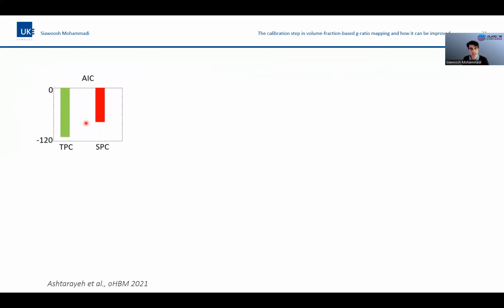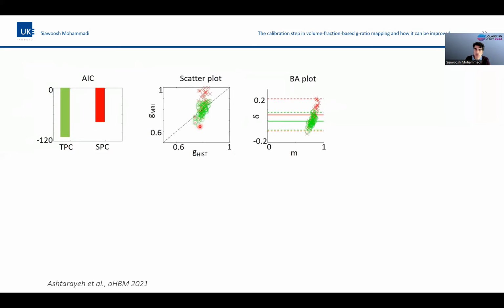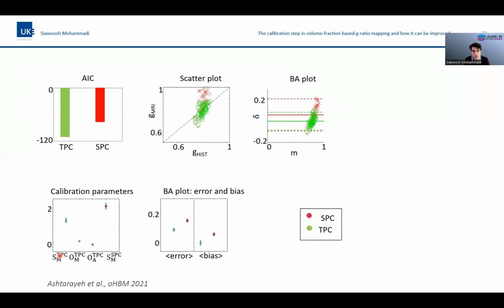So here are the AIC comparisons, and you see that the 3-point calibration is better in terms of AIC than the single-point calibration. When we look at the scatter plot, we also see that the green one, which would be the 3-point, is more around the line of unity than the single-point. And when we quantify this, we see that the error is also on average smaller in the 3-point calibration, and also the standard deviation across the 3 parameters that we estimate, they are comparable between single-point and 3-point.